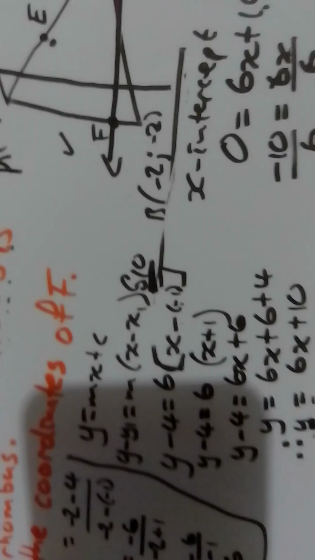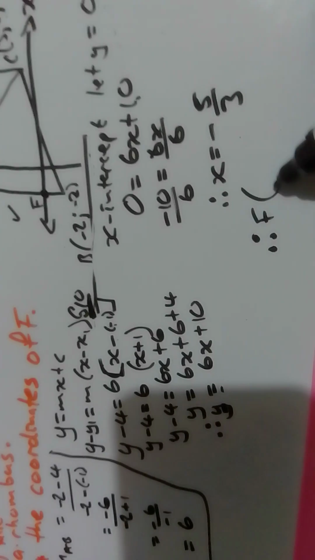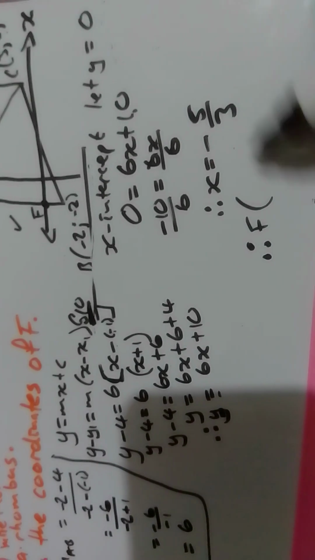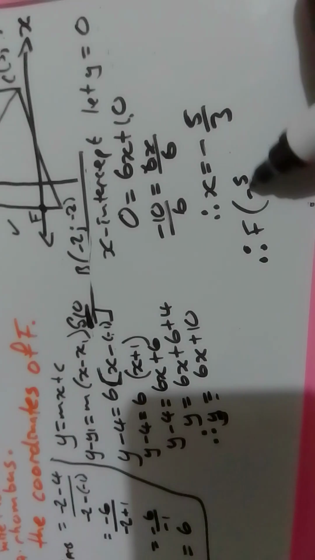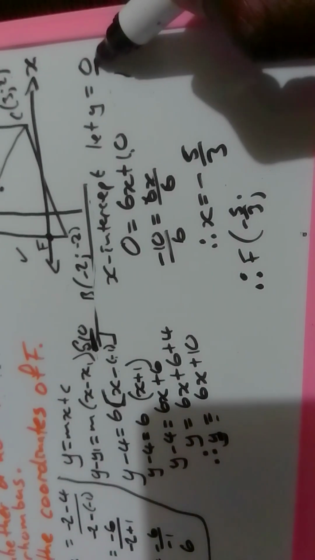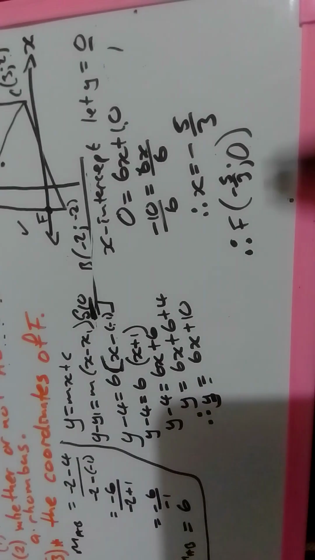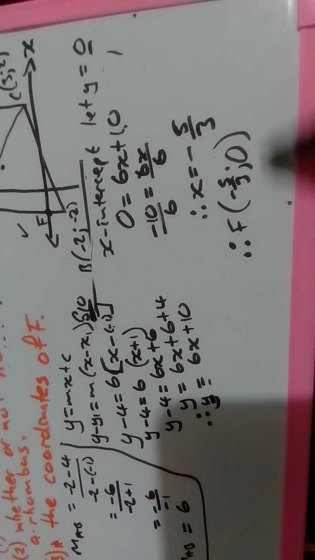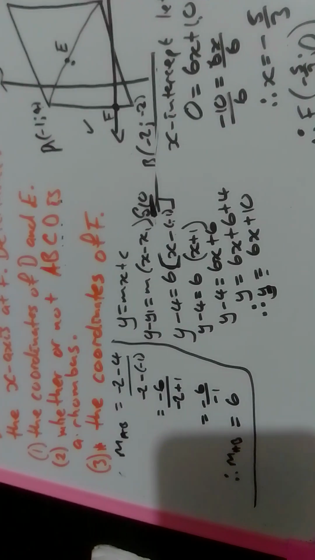But remember, the question was asking for the coordinates of F. So I now say therefore the coordinates for point F are negative 5 over 3, and the y coordinate, remember we said it was equal to 0, like this. So then we are done. That's how you find the coordinates and everything else that we dealt with on this particular question.